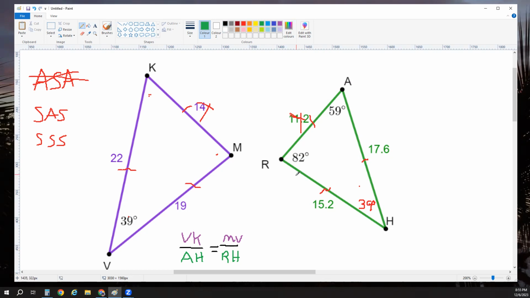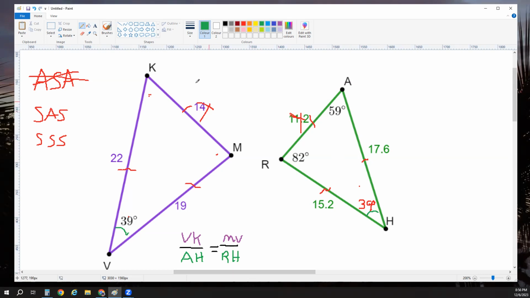Those are similar sides. If that's true, and the proportions are the same, right? Because this would be proportionally the same. Then these angles here are the same measure. Then these would be similar by side, angle, side.